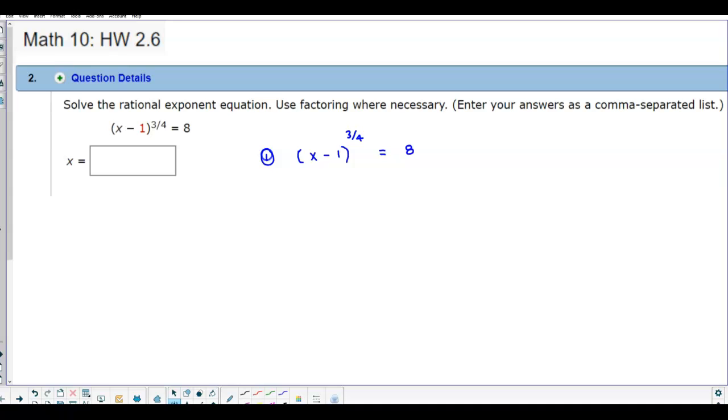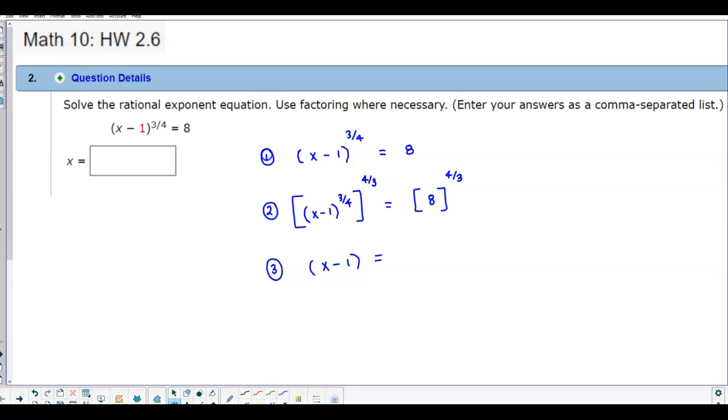So in order for us to solve for x, what we want to do is raise both sides of the equation to the reciprocal of the exponent. So we have (x - 1) to the 3/4, and we're going to raise both sides of the equation to 4/3. What happens on the left side is that 3/4 times 4/3 gives you 1. So what's left on the left side is x - 1.